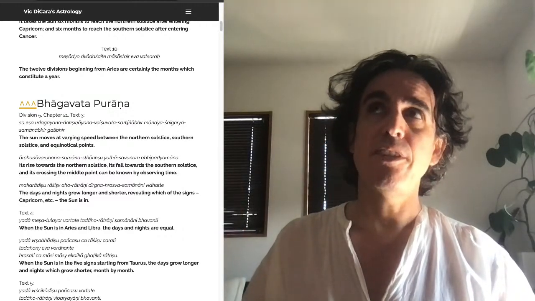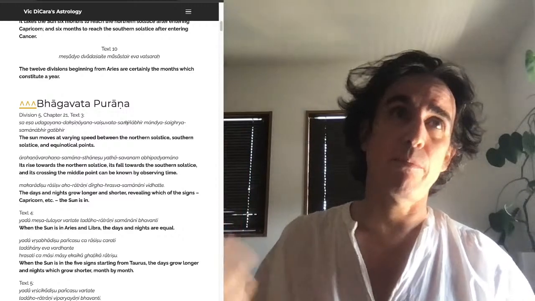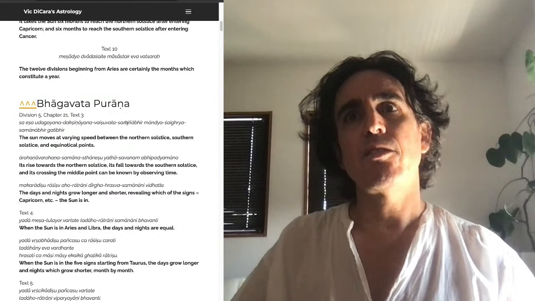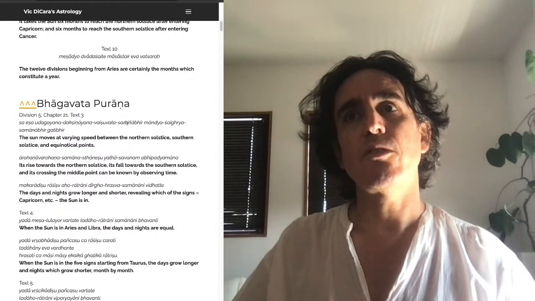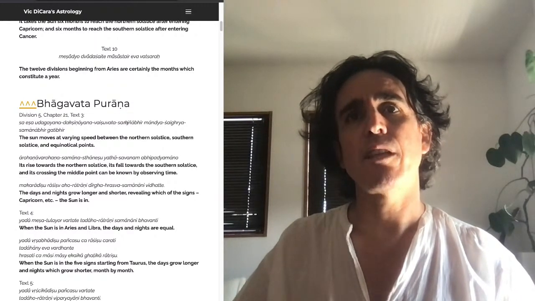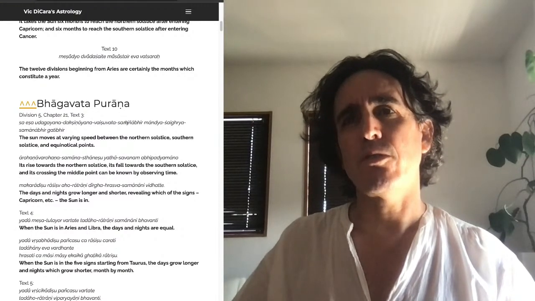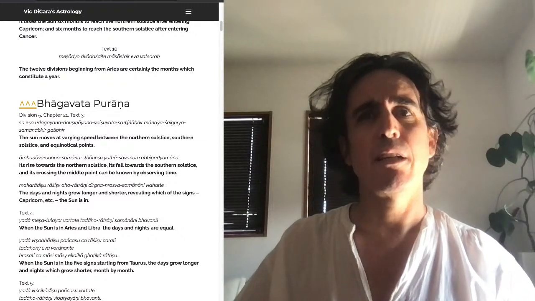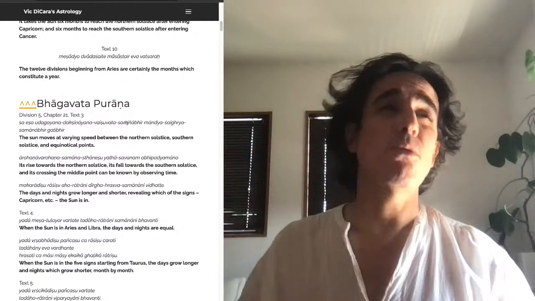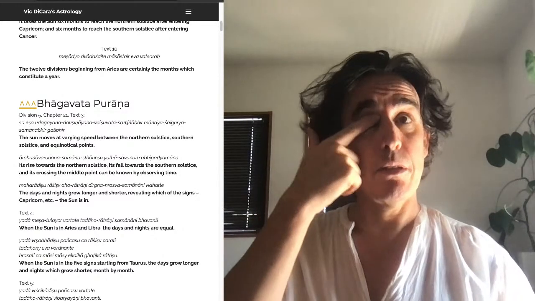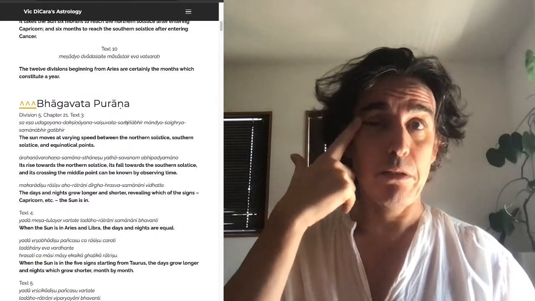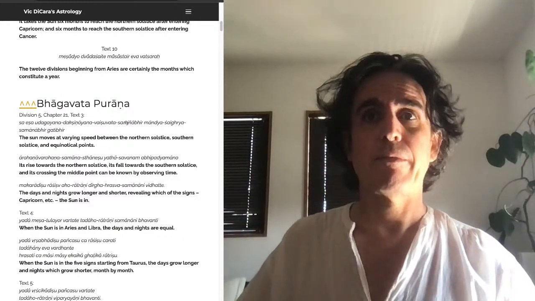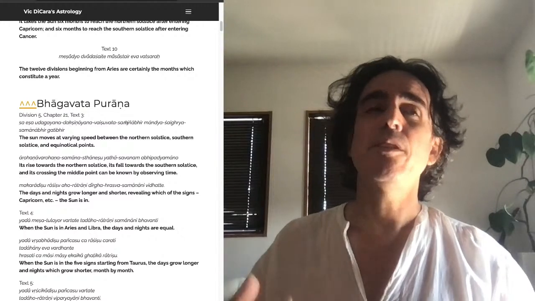And the division of the year is how you know the nature of the sun at that particular time, or the nature of the planets occupying that point in space. So the sun moves at varying speeds between the northern solstice, southern solstice, and equinoctial points. Its rise towards the northern solstice, and its fall towards the southern solstice, and its crossing the middle point can be known by observing the local time. Now this is being spoken to an Indian audience, so it's going to observe the time according to how it would be seen in India. It says, but the principle is the same globally.